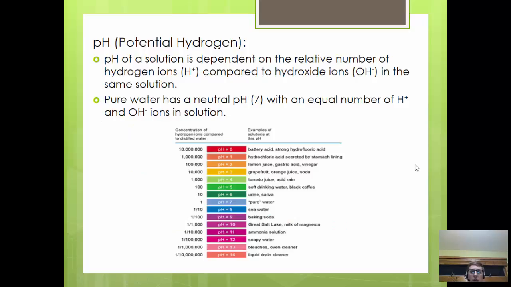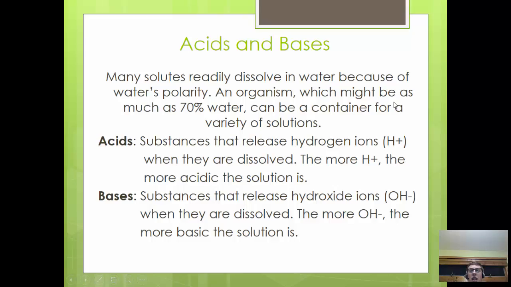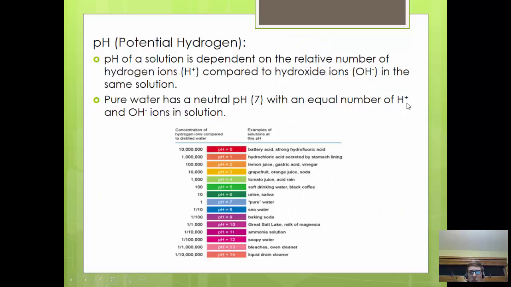Let's talk a little bit about pH, though. The pH of a solution is dependent on the relative number of hydrogen ions compared to hydroxide. If you notice, H and OH, that's two H's, one O. What is that? Yes, that's water. And that's why pure water has a neutral pH of 7, because it's got equal numbers of H pluses and OH minuses.